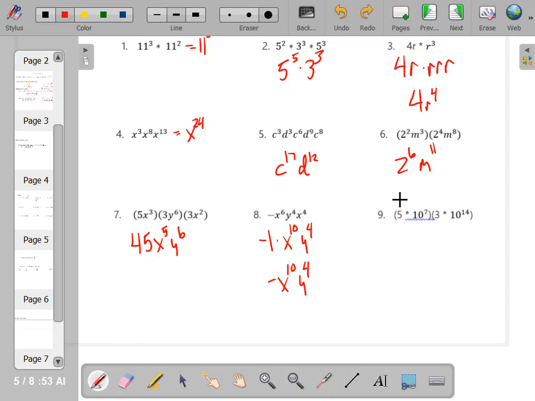And last one, this is kind of like scientific notation. 5 times 3 is 15, and we'll say times 10 to the 7 and 14 make 21 tens. So that's 21 zeros. That's a lot of zeros. So those are your multiplication rules, and there's some practice.